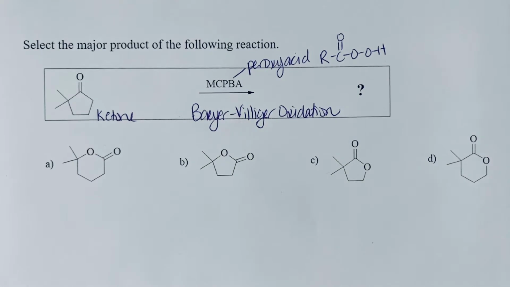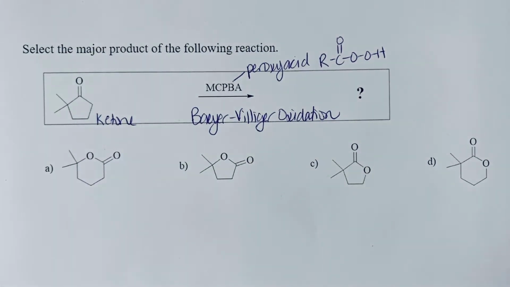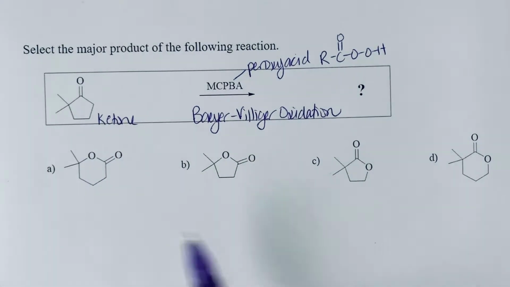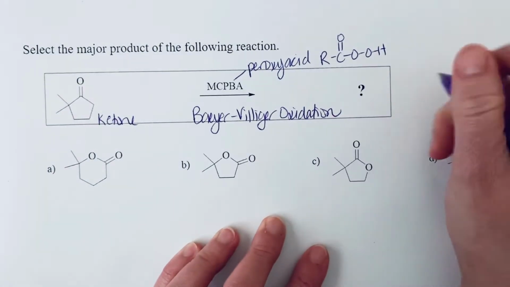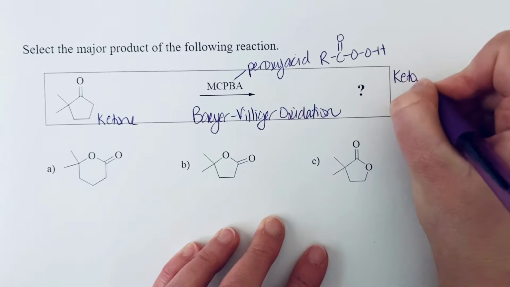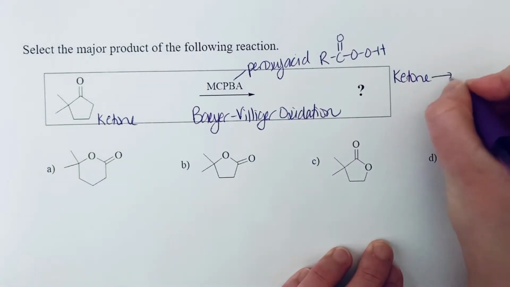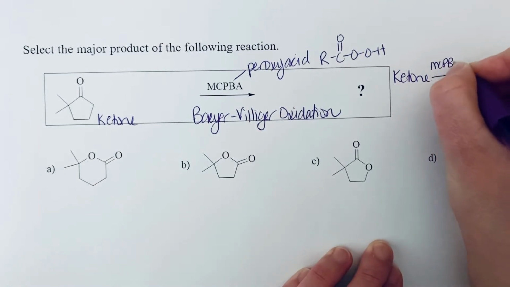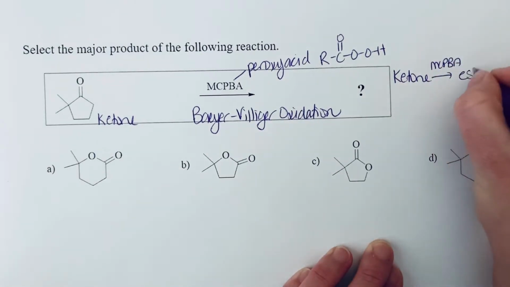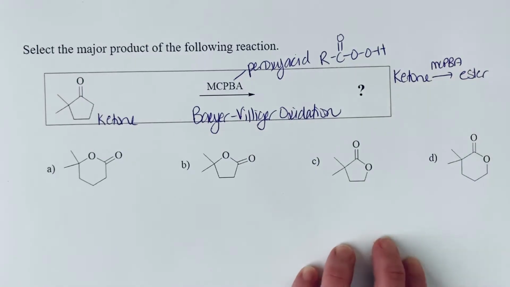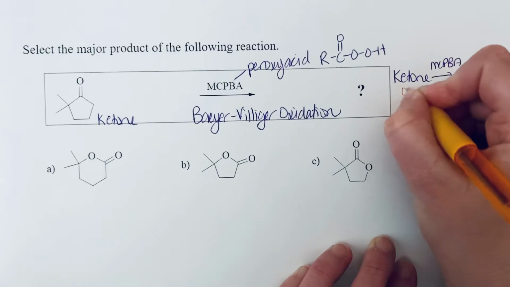So if we're inserting an oxygen and we started with a 5-membered ring, we're going to be making a 6-membered ring. So it's definitely going to be either A or D. So we just need to know how to distinguish between those. So if you take a ketone, I'll give you the quick rule and then show you the mechanism. With MCPBA, you will get the ester. And so the rule is with a ketone that you're going to insert the oxygen on the more substituted side.